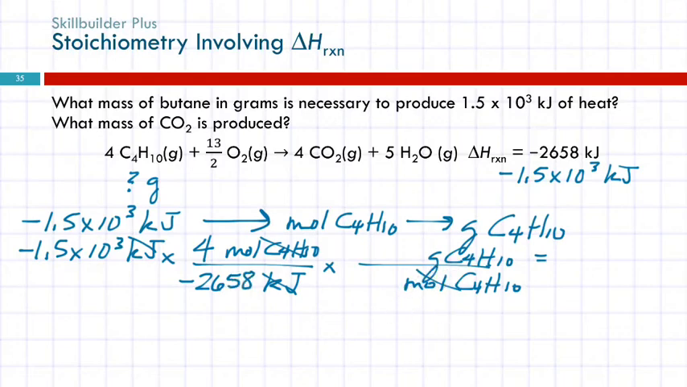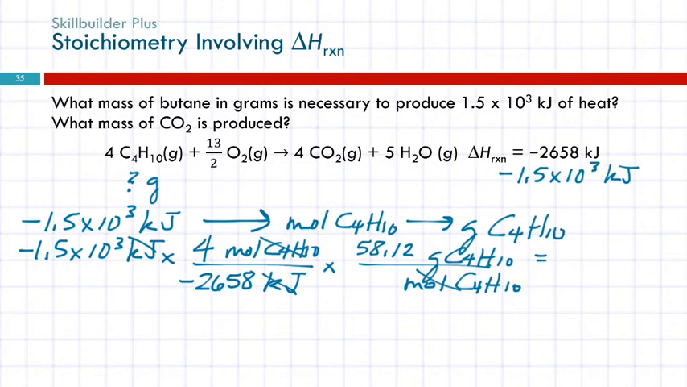Grams to moles, that's going to be a molar mass. So that's 4 times 12.01 plus 10 times 1.008, 58.12. And I put my numbers in, negative 1.5 times 10 to the third times 4 divided by negative 2658 times 58.12.